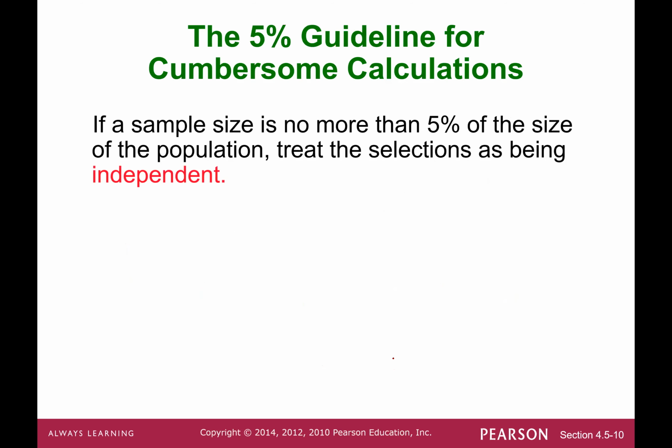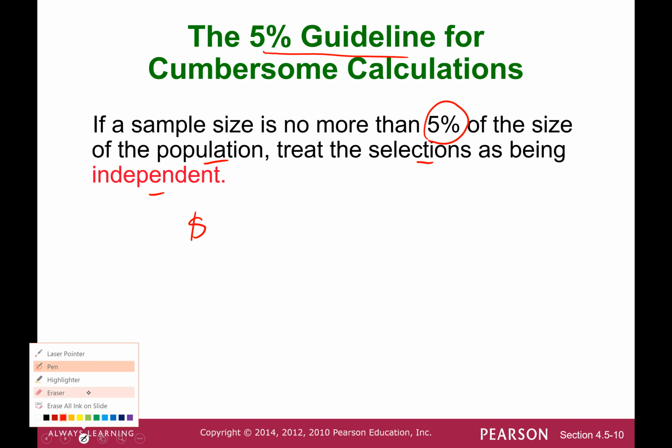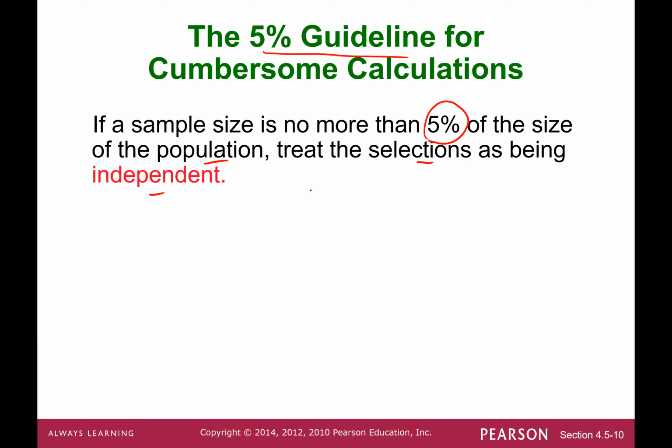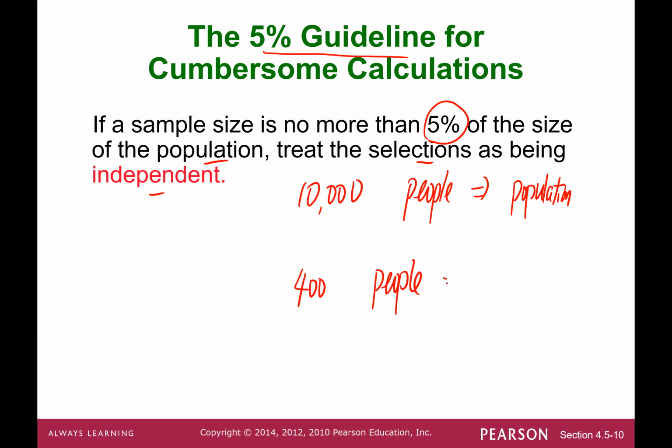That's what this means. And then also, let's take a look at the 5% guideline for cumbersome calculations. If the sample size is no more than 5% of the population, then we treat all those selections as being independent. If you do not pick more than 5% of the sample from the entire population, for example, let's say your entire population is 10,000 people, right? That's the population. If you only pick 500 people, or let's say 400 people in the sample, so you survey 400 people, and since it's less than 5%, then we treat all those 400 people as independent.